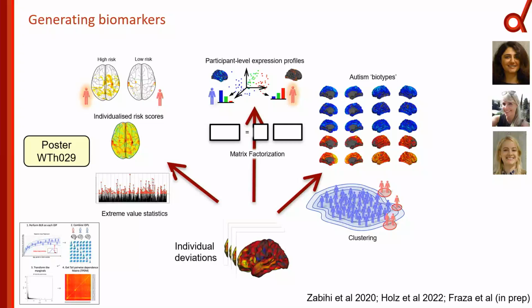Another thing that we can do that is particularly interesting, and this is the topic of Charlotte Fraser's poster, is to use these as the basis for an extreme value statistics kind of approach. Now, extreme value statistics is an area of statistics that hasn't seen very much application in neuroimaging, but I think it's very appealing in the sense that we aim to quantify. I mean, the mean is not really informative about psychopathology. What we're interested in is often the most extreme values. And you can talk to her about that at her poster. So this is a way to generate individualized risk scores from brain images.